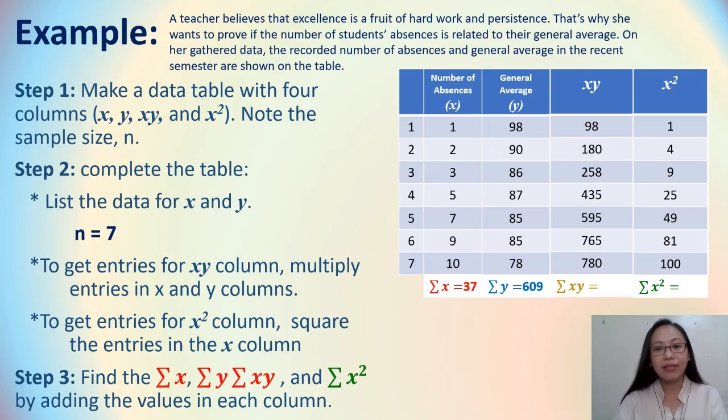For summation of xy, we have 98 plus 180 plus 258 plus 435 plus 595 plus 765 plus 780. That will give you 3,111. And for the last column, the summation of x squared, we add the entries under x squared. We have 1 plus 4 plus 9 plus 25 plus 49 plus 81 plus 100. That is equal to 269.